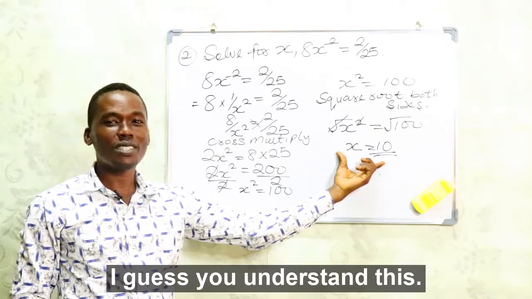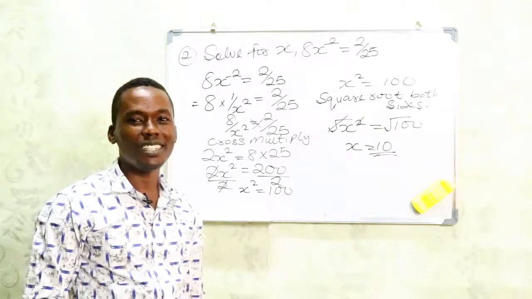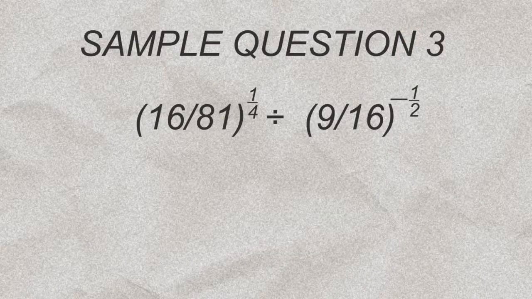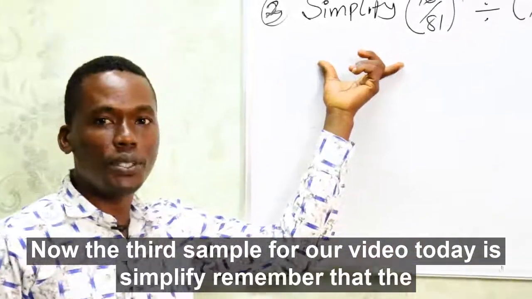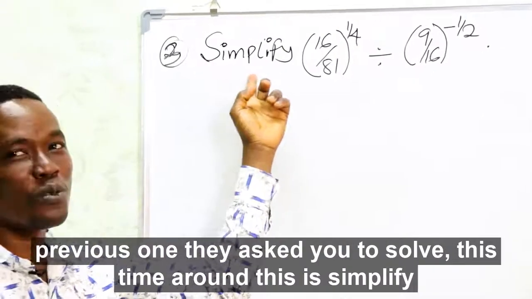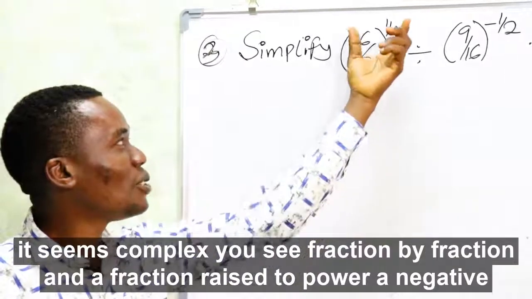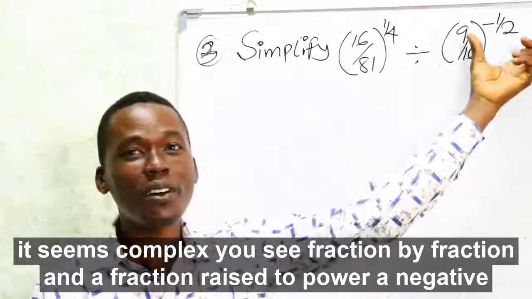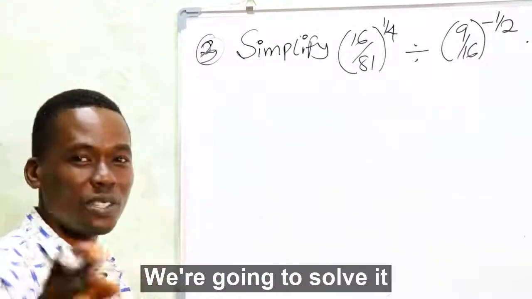Now, let's look at the final sample. I guess you understand this. Let's look at the final sample for today, the sample question 3. Now, the third sample for our video today is simplify. Remember the previous one, they asked you to solve. This time around, they say simplify. It seems complex. You're seeing a fraction raised to a fractional power and a fraction raised to a negative fractional power. Don't despair. We're going to solve it. Just follow me as I solve and you'll see a solution to it.